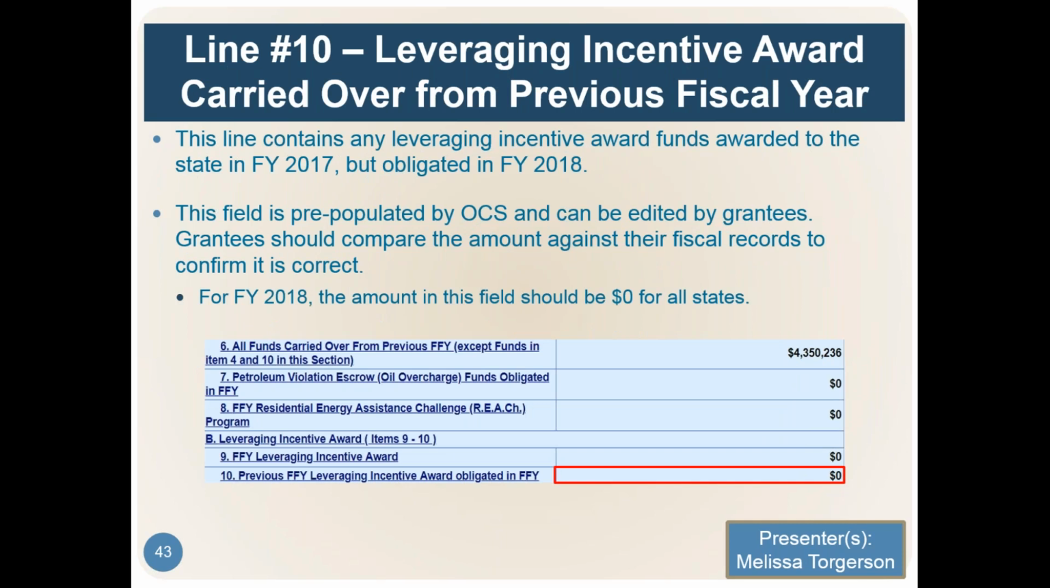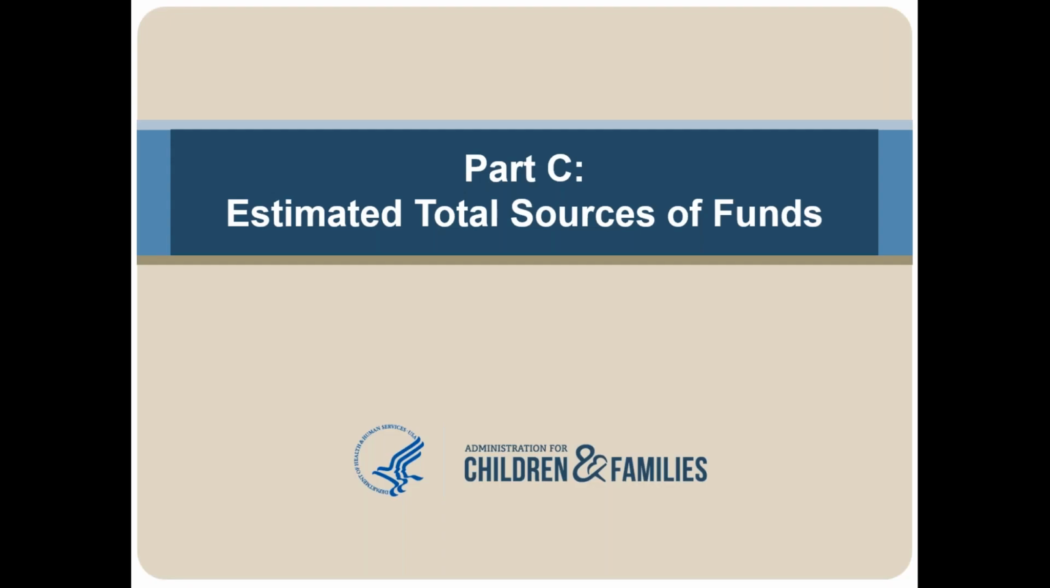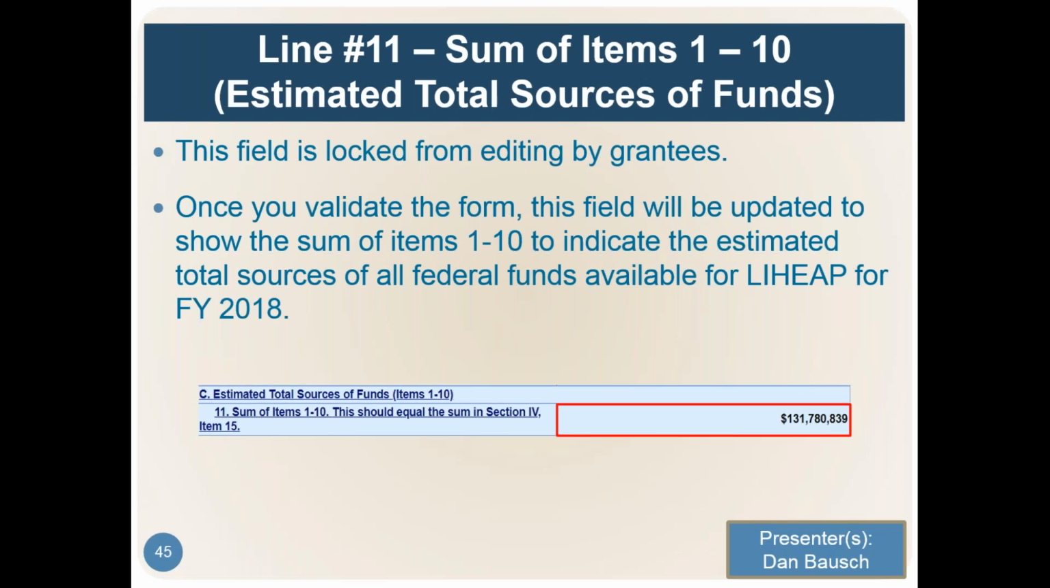And this is leveraging incentive award carried over from the previous fiscal year. So I've already explained what that leveraging incentive award is. One of the conditions is that you can carry that money over into the next year. It's pre-populated by OCS and can be edited by grantees. But in 2018, because we didn't have any leveraging incentive awards awarded in 2017, this number should be 0 for all states. And we're going to move on next to Part C. So this is estimated total sources of funds.